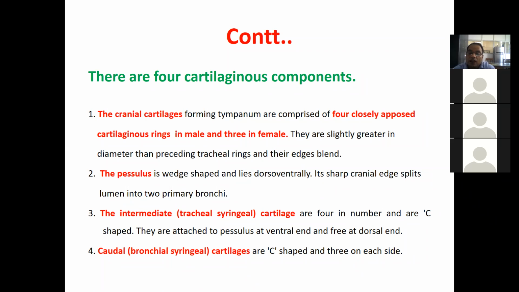They are slightly greater in diameter than the preceding tracheal rings, and they are blended. So if you see the diameter, this tracheal diameter is somewhat lesser than the diameter of the cranial cartilage of the syrinx. Okay. Another cartilage, that is the fasciculus.